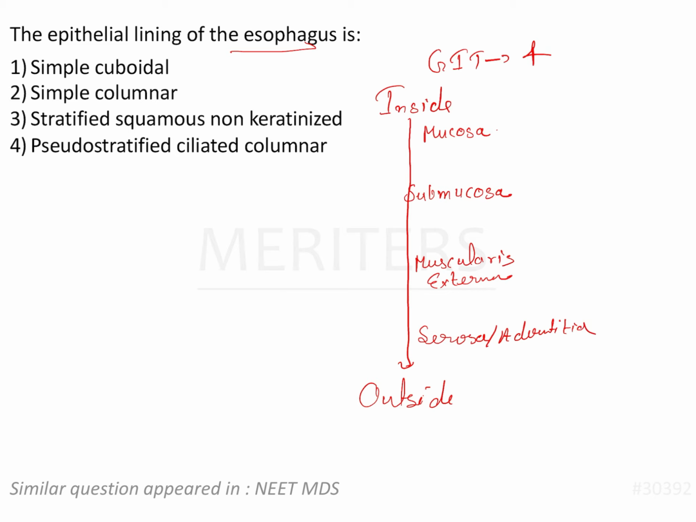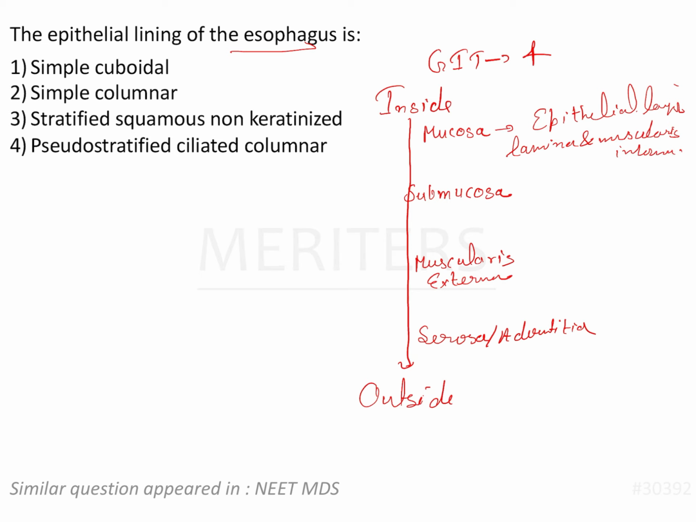So the mucosa, it is an epithelial layer, okay, and there will be lamina propria and muscularis interna in these. So there is going to be the epithelial layer, and there is going to be lamina propria after that, and then muscularis interna.